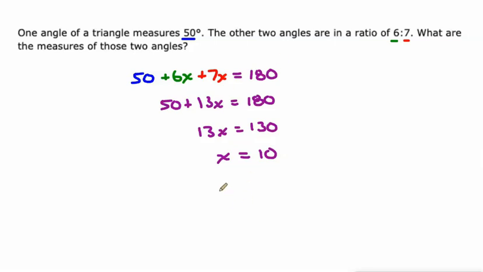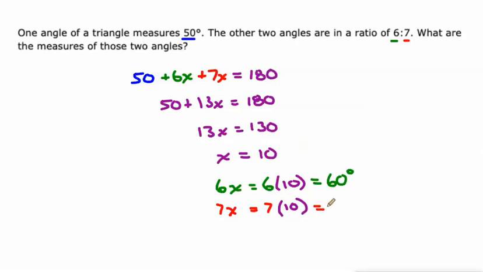So 6x would be 6 times 10, right? Which would be 60 degrees for the first angle. And 7x would be 7 times that 10 that we just found, which would be 70 degrees. So the other two angles are 60 degrees and 70 degrees.